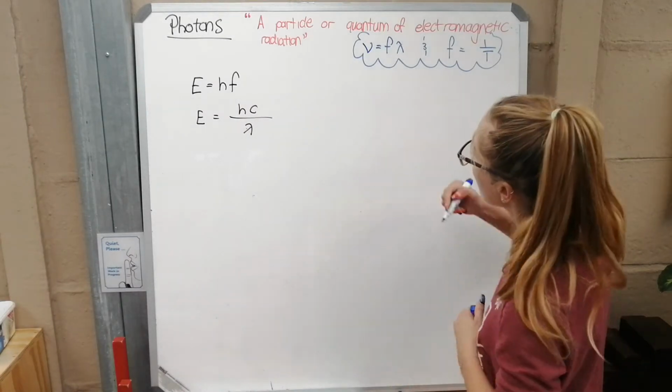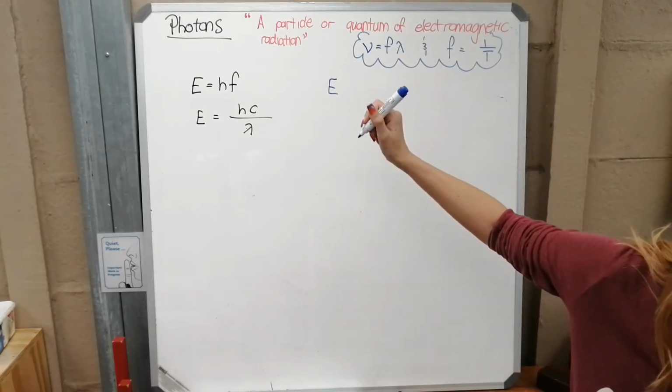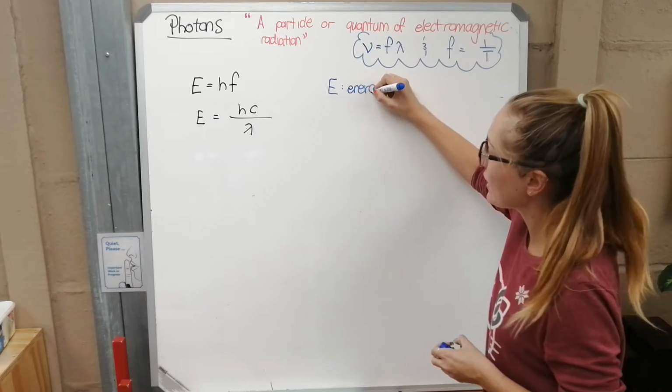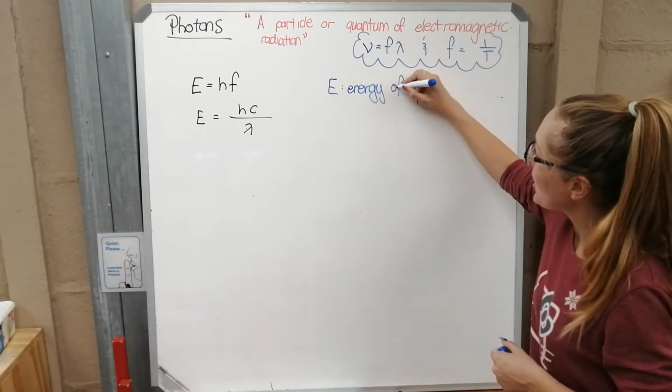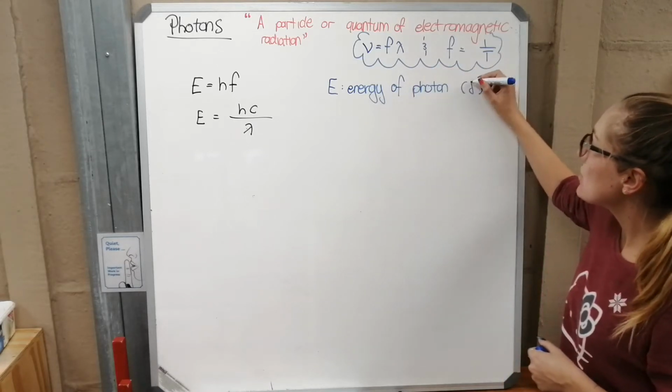Okay, so the E, I think this is on your printout. Yeah, this is on your printout. Okay, E is the energy of a photon of electromagnetic radiation. So E, energy of photon. Energy is measured in joules.